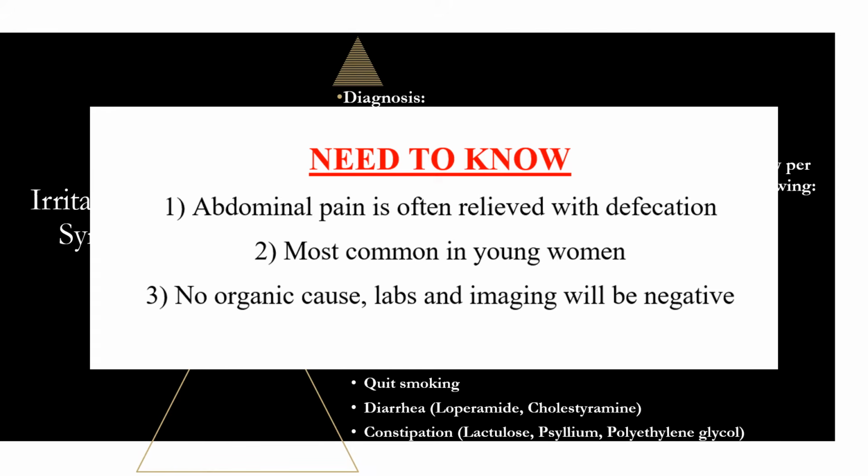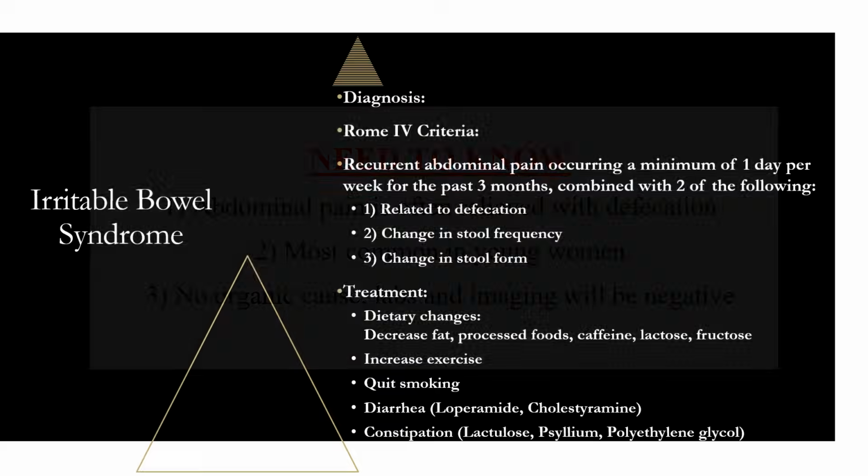So what are the things that I think you need to know for IBS? You need to know that the abdominal pain is often relieved with defecation. Remember, that's a very important one. You need to know that this is most common in young women. Remember, your demographics are important for picking out these diseases on vignettes. So you need to know that. And then you need to know that there's no organic cause. Labs and imaging will be negative. There's nothing here you're going to identify on those tests.